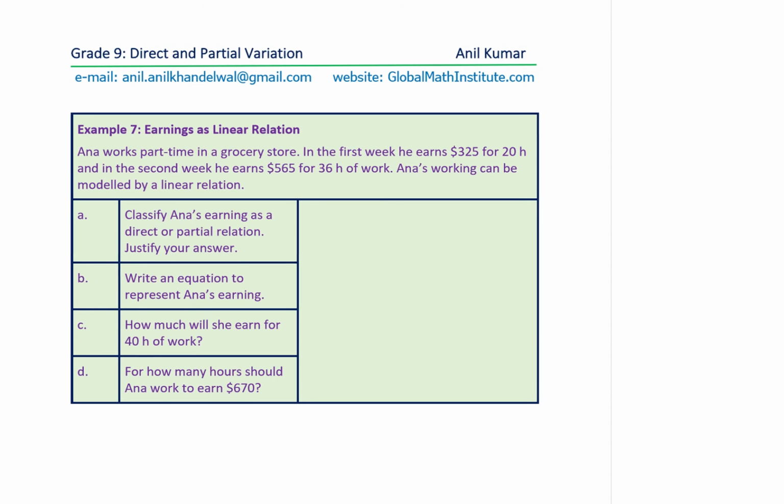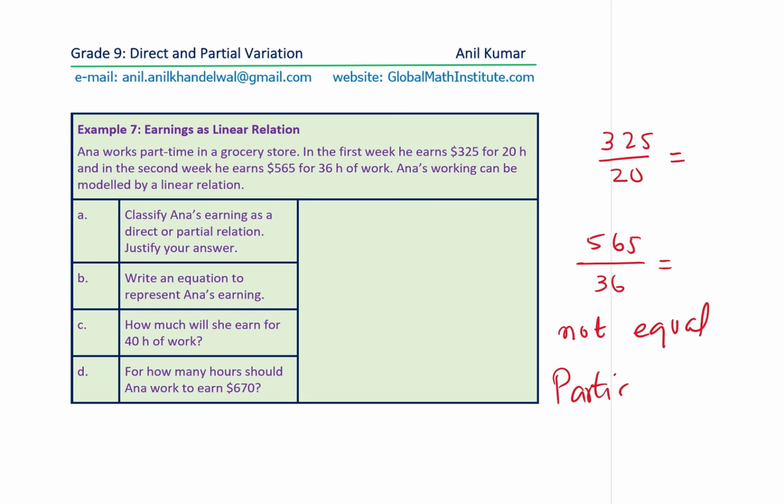So first part, what you could do is divide 325 by 20, get a value, and also 565 by 36, get a value. If both are the same, then direct. If they are different, this is partial, correct? You could do that, right? So in this particular case, you may figure out that they are not the same, they are not equal. That means partial. Is that clear to you?